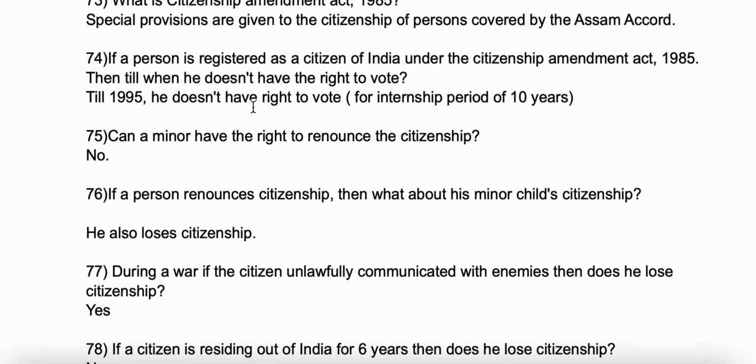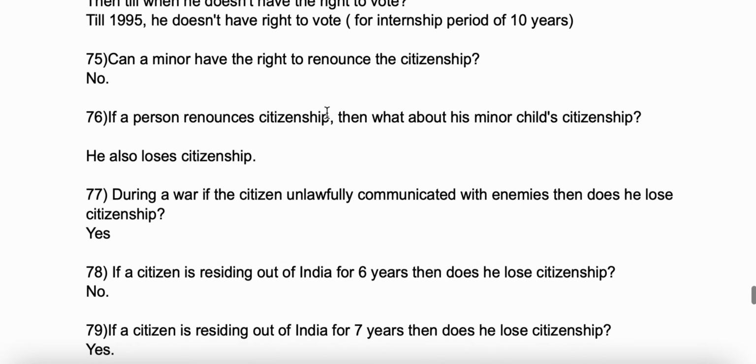So till 10 years. If a person in 1985 has acquired or registered as a citizen of India, then after 10 years he will get the right to vote. Okay, so under this act, 1985 he has registered as Indian citizen, so plus 10, you have to add, 1995. Okay, till 1995 he doesn't have the right to vote. Okay, 75th question, can a minor have the right to renounce his citizenship? No. When he becomes a major, then he will have the right to renounce the citizenship.